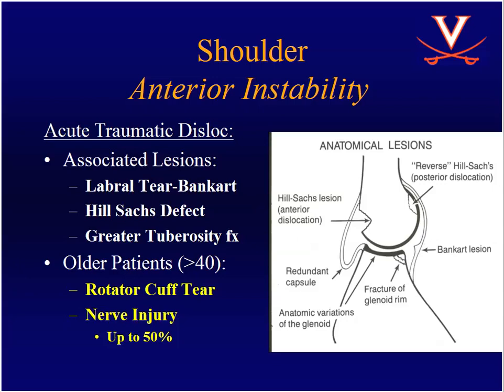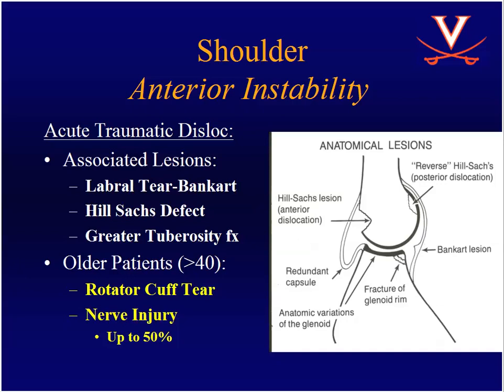Also, anterior dislocations are associated with greater tuberosity fractures. So that's a question that's asked often as well. Anterior dislocation, greater tuberosity fractures. Posterior dislocation, lesser tuberosity fractures. So if you just remember that association, that'll help you out.